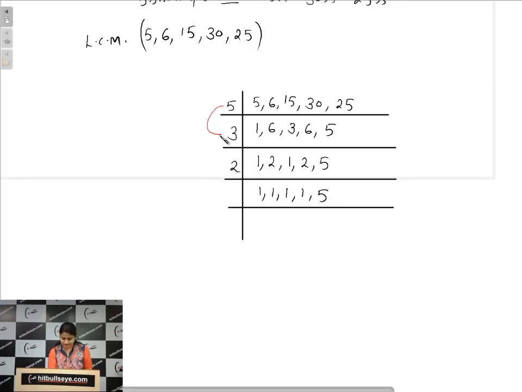Now we will take multiplication of these numbers. And these are 5, 3, 2 and 5. That is 150. So after every 150 seconds, bells will toll together. So this is the answer in this case. We could do one more thing.